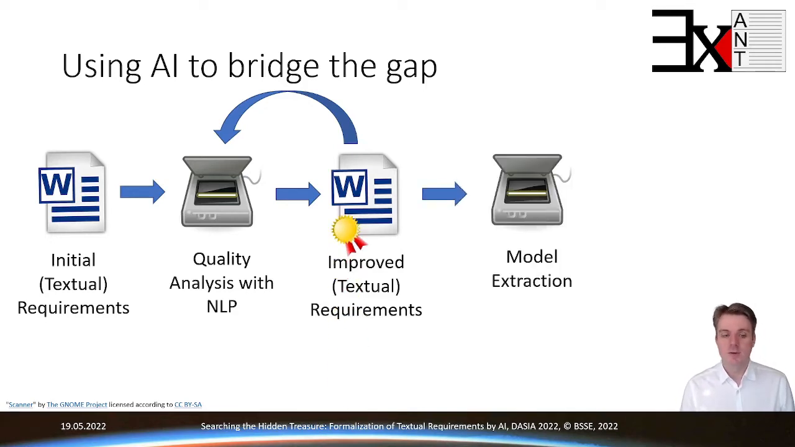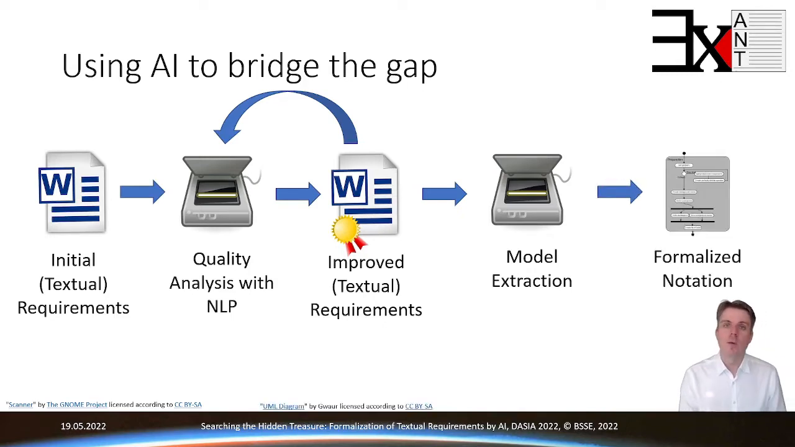Once we are satisfied with our improved textual requirements, we would then extract a specific model for our specific use from it. And that would be in a formalized notation, giving us all the information in computer-accessible form that we need to perform our tasks, such as code generation or test generation.